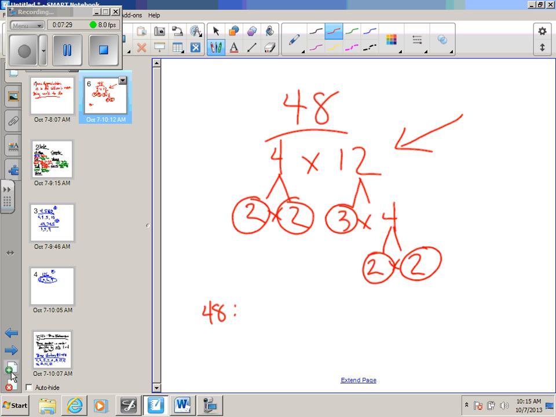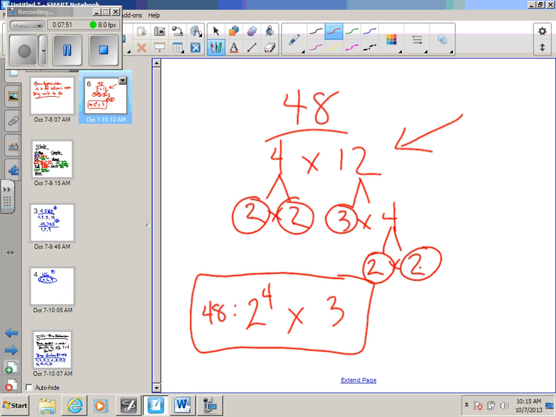Now, I think by now we can use exponents. We must put them in order. Always in your mind, see if you have any 2's. Well, yeah, I certainly have 2's. How many? 1, 2, 3, 4. So this would be 2 to the 4th power times what's left? 3. And that is my prime factorization for 48.